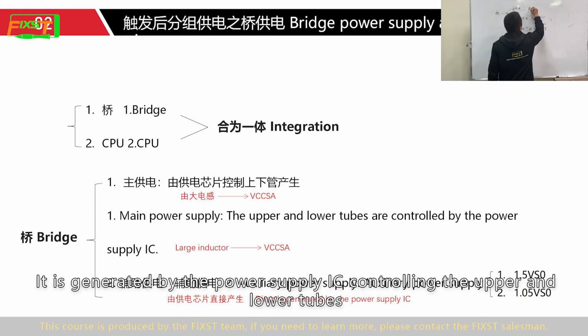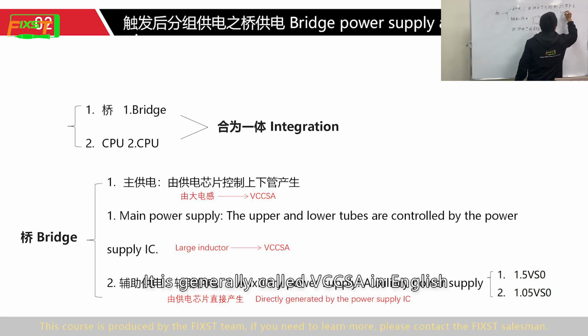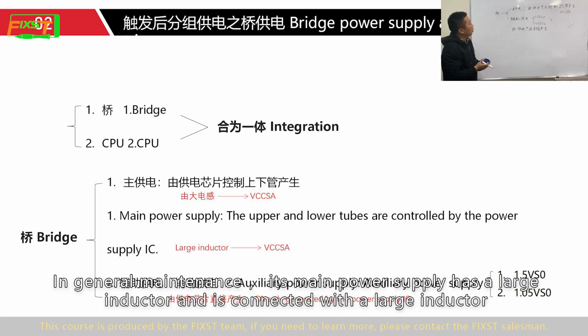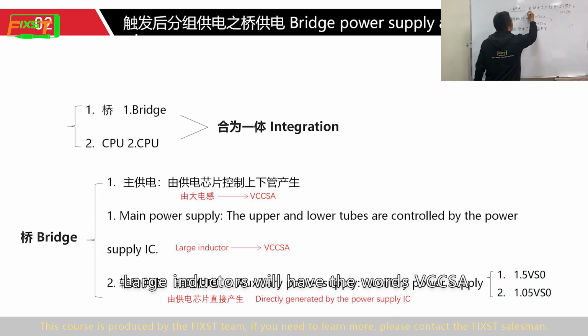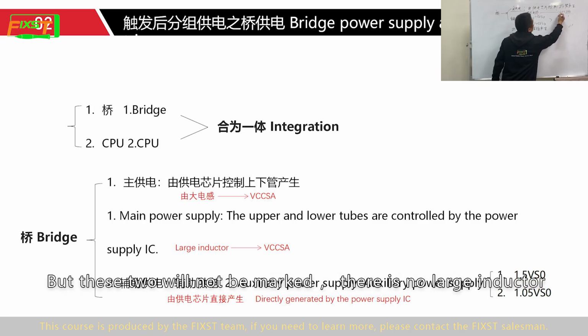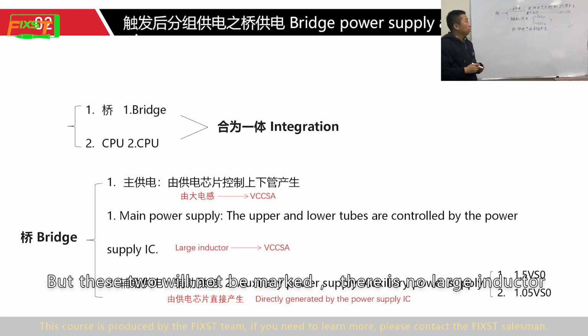It is generated by the power supply IC controlling the upper and lower tubes. It is generally called VCCSA in English. In general maintenance, its main power supply has a large inductor connected to it. The large inductor will have the word VCCSA, but this tool will not mark it. There is no large inductor.